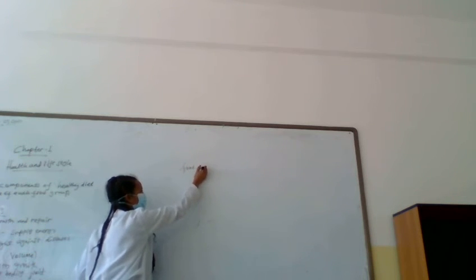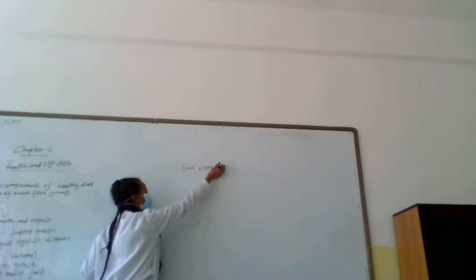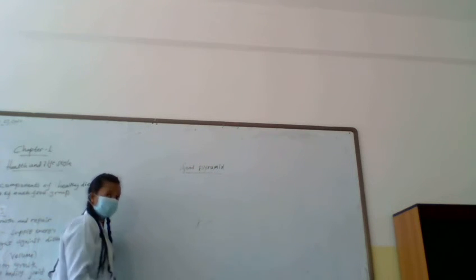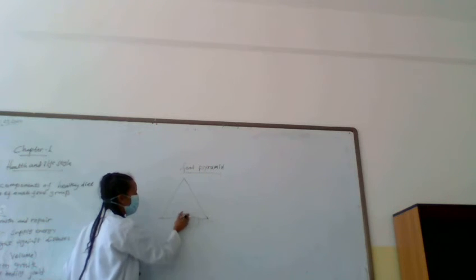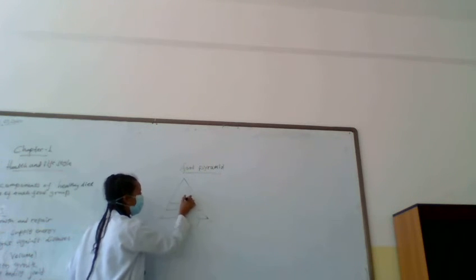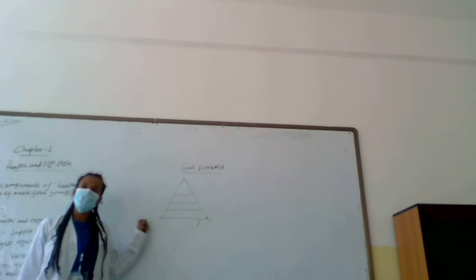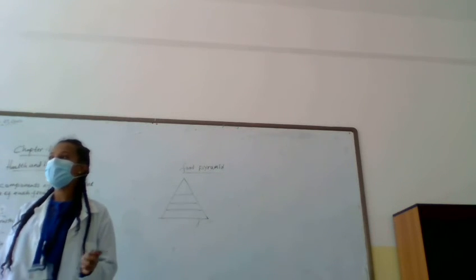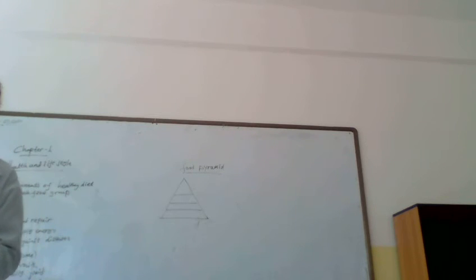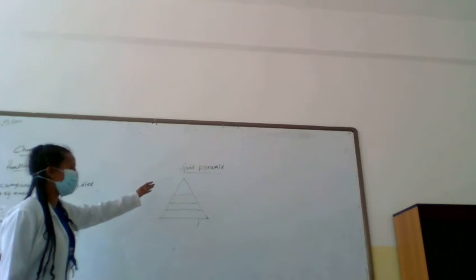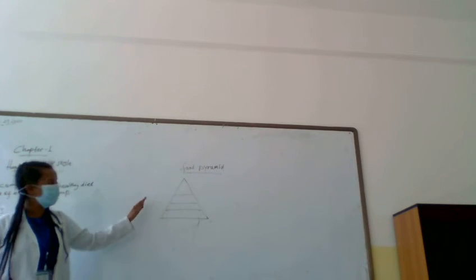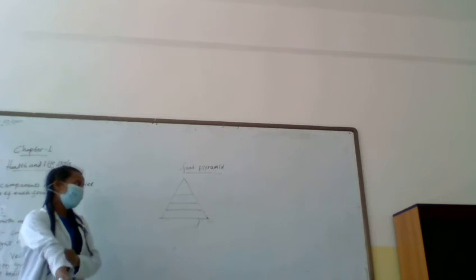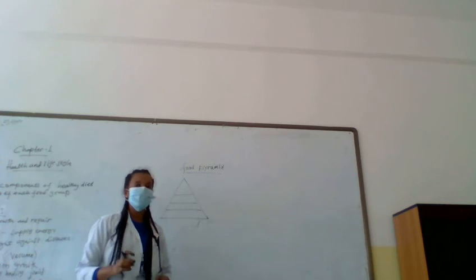There is a term called the food pyramid. Yes, there is a pyramid for the nutrients that we should take in. Here at the base of the pyramid, there should be a specific kind of nutrient that we should take, and also for the second, the third, and the last.